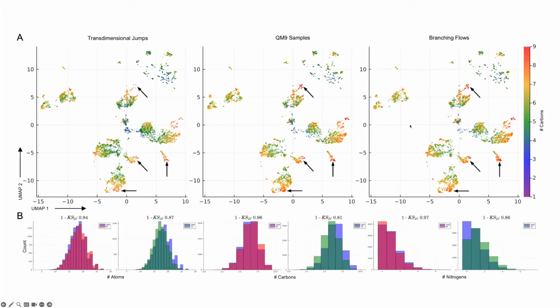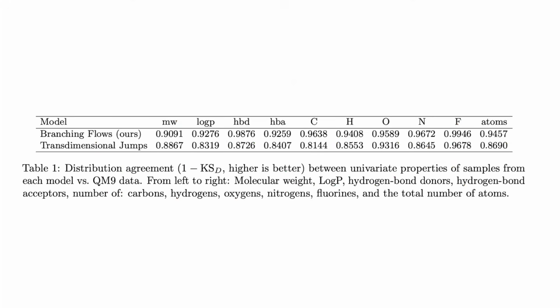If you stare at the UMAPs, you can see where the density is missing. So here, this is the UMAP of the QM9 samples themselves. Here is branching flow. If you look at this region, there's a little cluster with a high number of carbons, and that's matched quite well. But with trans-dimensional jumps, the density is just missing, and that shows up in the statistics as well when you look at the one-dimensional projections. So we think we've got a quite good distribution learner, at least on this example.